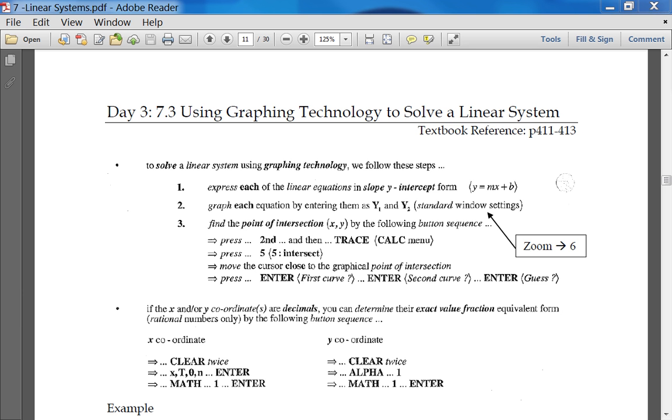Alright, so today is day 3. We're going to be solving linear systems with technology. You have to be able to do a little bit of algebra first, or else you won't be able to get the equation into your calculator. So as you can see in the notes here, the very first step says express each of the linear equations in the slope y-intercept form.